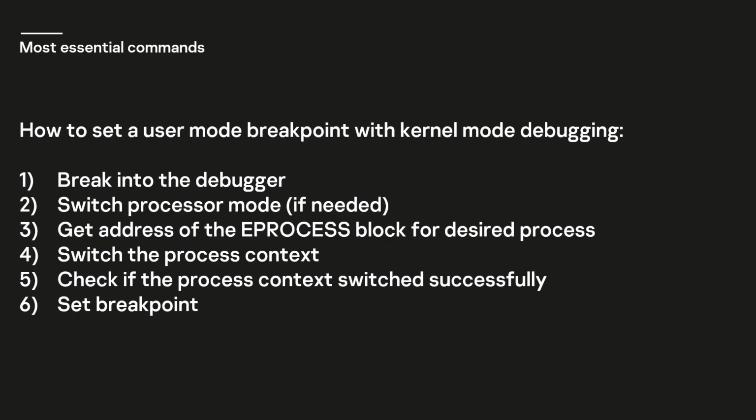Sometimes you might need to set up a user mode breakpoint with kernel mode debugging, and to be sure that your breakpoint will be fired, you need to do the following. First, break into the debugger, and switch processor mode if you need this. Then you need to get the address of your process block for your desired process. Then use this address to switch the process context. Then check if the process context switched successfully, and only after that set up your breakpoint.